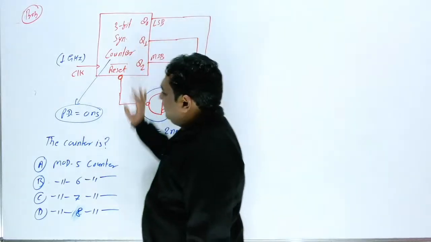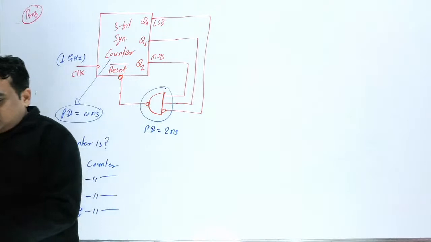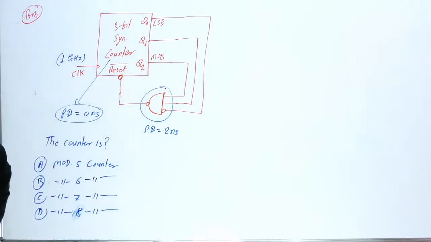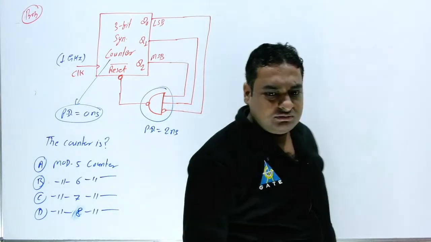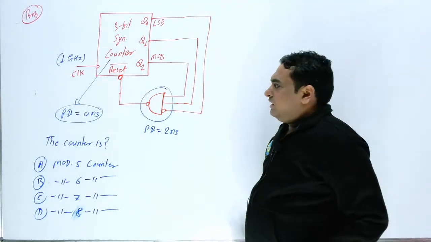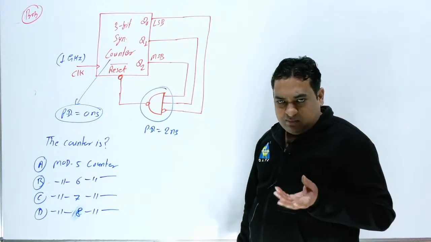Clearly they mention synchronous counter. This is a synchronous counter. Okay, synchronous counter. But is this an up counter or a down counter? How can you think this is an up counter or a down counter? One standard protocol you can follow.